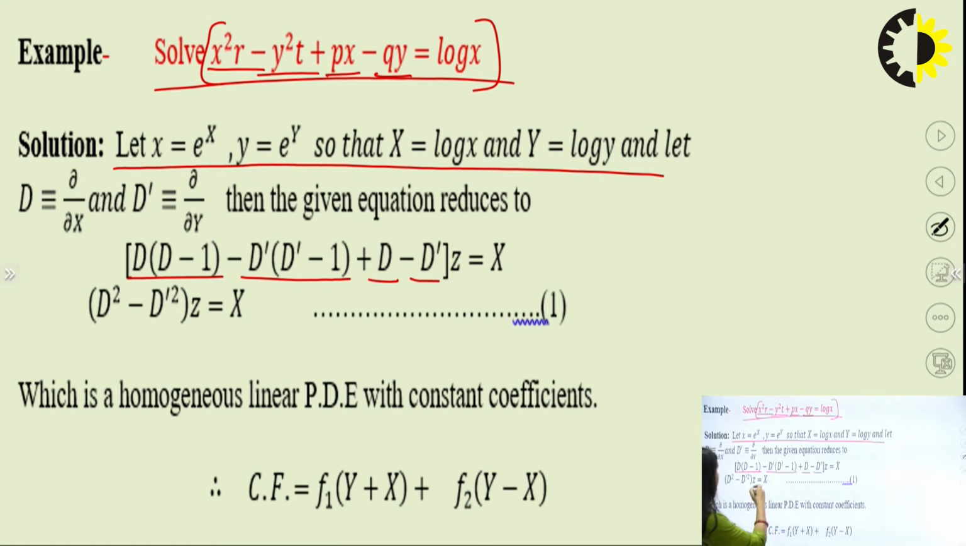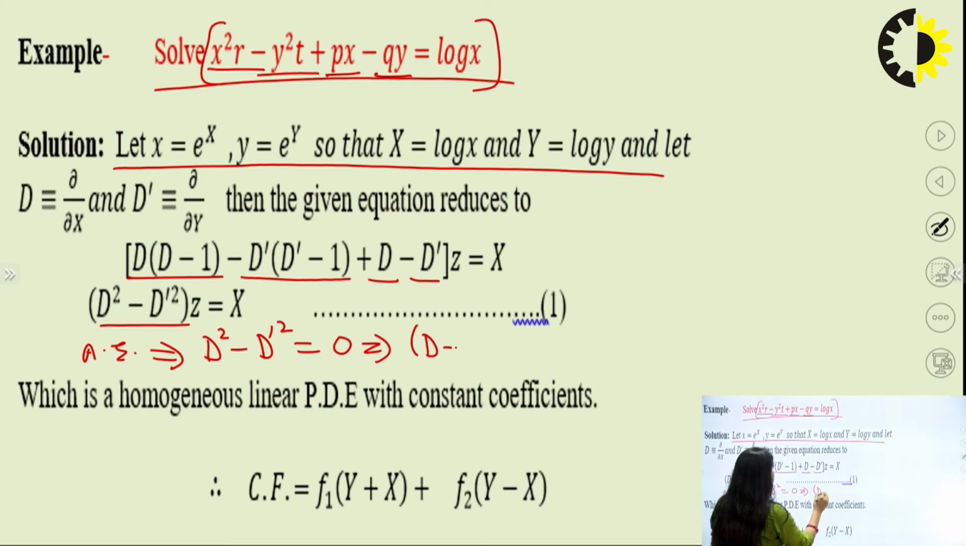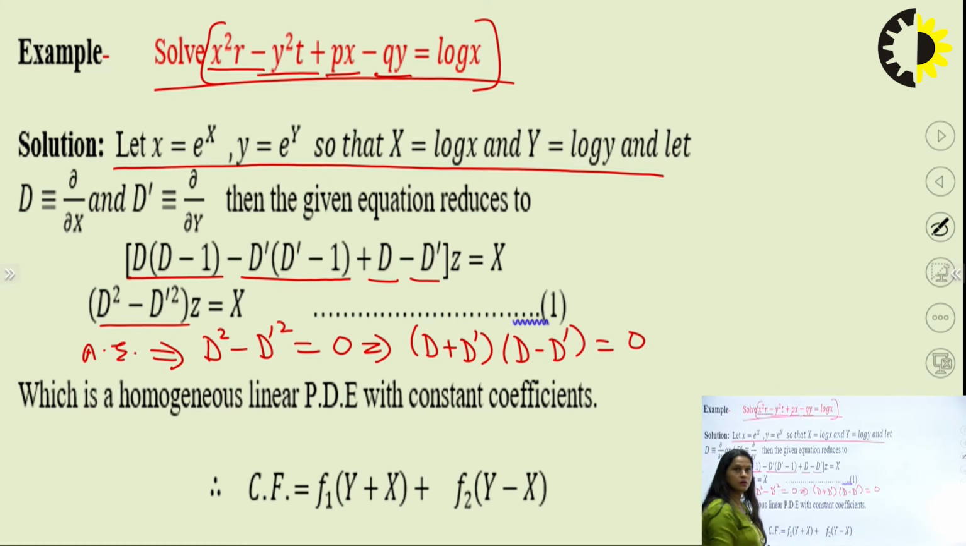So I got this equation where the auxiliary equation is D square minus D dash square is equal to 0. On factorizing, we will get D plus D dash and D minus D dash is equal to 0. When we write its complementary function, once again keep it in mind, the complementary function must be in terms of capital X and capital Y. Please do not write small x and small y when we are writing the complementary function. So we will get f1 of Y plus X plus f2 of Y minus X, right?